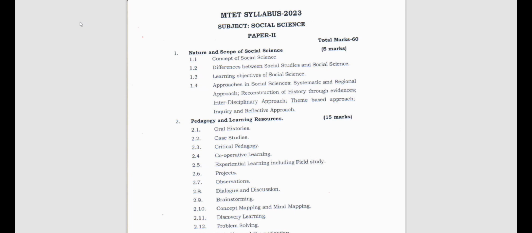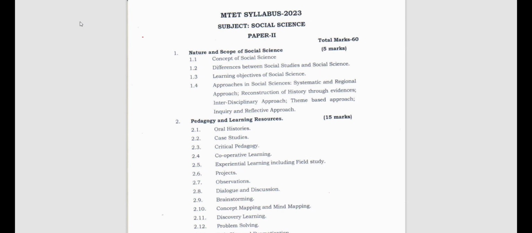Well, today we are going to discuss the syllabus for Social Science MTET 2024, Paper 2, which means for UP section. So let's see what we have in the syllabus. But before I tell you what we have in the syllabus, I would like to tell you about the marks distribution. So total marks given for social science is 60.